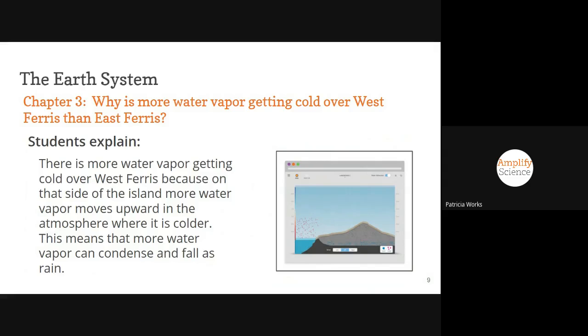In Chapter 3, key experiences include students visualizing condensation using the SIM to gather data about where and at what temperature liquid water forms in the atmosphere, and then using the data tool to make and analyze graphs of data collected in the SIM. By the end of Chapter 3, students are able to explain that there's more water vapor getting cold over West Ferris because on that side of the island, more water vapor moves upward in the atmosphere where it's colder. This means that more water vapor can condense and fall as rain.